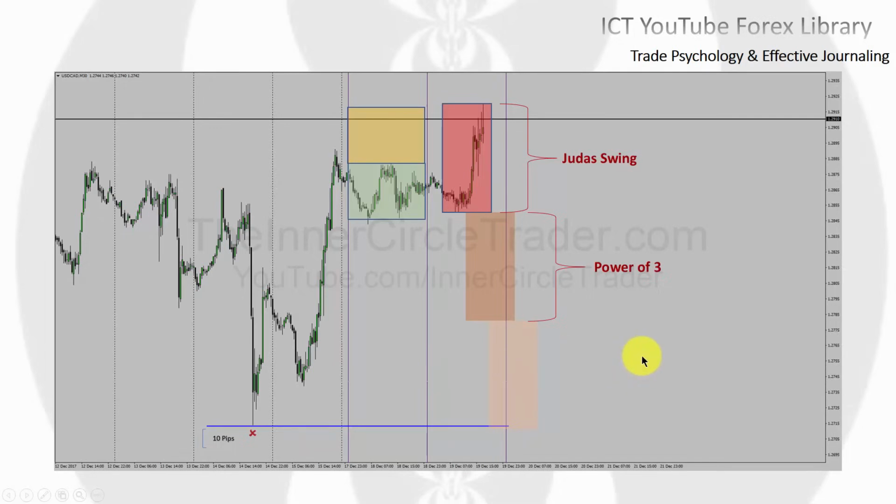So we have PO3 scaled out, accumulation, manipulation, and distribution framed before the move even occurs. You can see that 10 pips below this low is what we're looking for. So 10 pips below that, we're going to have a little level there.